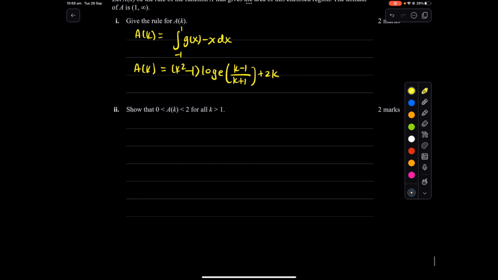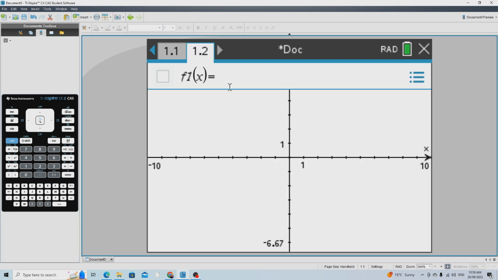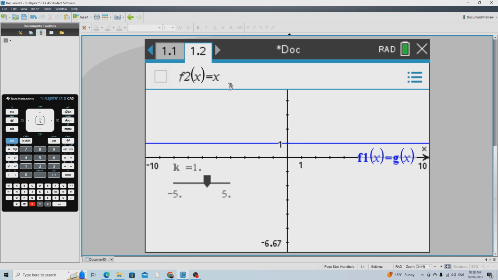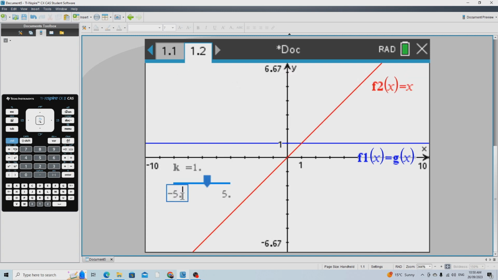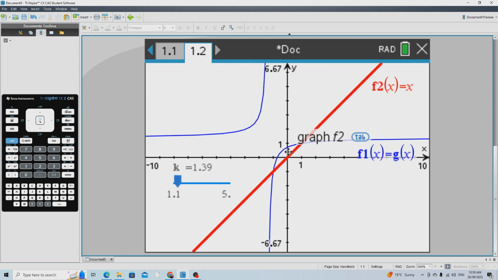Alright, so what I'm going to do is go on my calculator and actually graph g of k and x. Let's graph them, and we know that k is greater than 1, so be careful. Let's make sure that's like 1.1, and this 5. So okay, we can see that area is a of k right there. And it's saying show that the area is between 0 and root 2 for all k greater than 1.